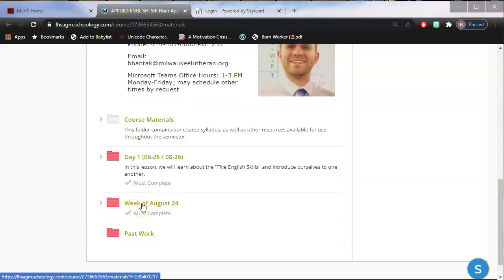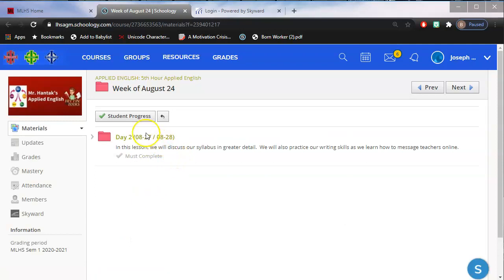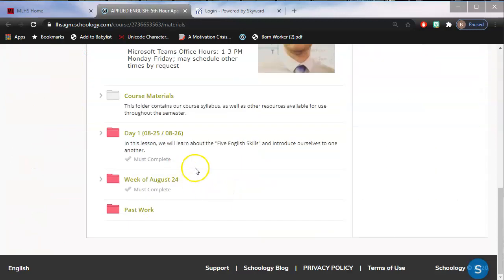Week of August 24th would be other lessons for that first week. Just so happens that there is only one other lesson, and that's day 2. Once day 2 rolls around, that's when I'll move day 2 out of this folder and day 1 back into this folder to keep it organized. And then once week 1 is over, it'll get moved into past work. This folder is empty as it is right now because there is no past work at this moment. But once we move on to the week of August 31st, week of August 24th gets moved into past work as we move on to the next week.